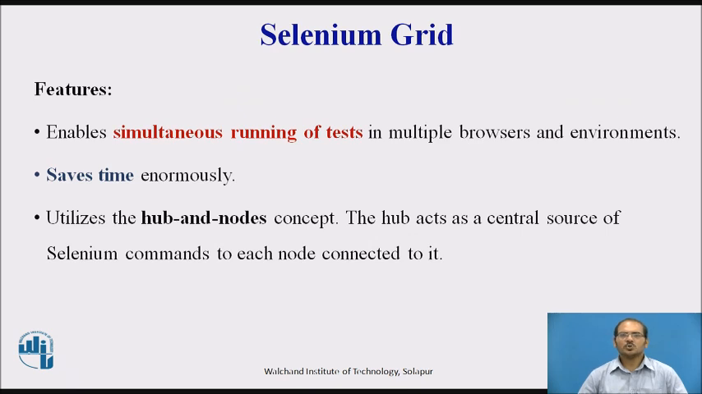Selenium Grid is a tool used together with Selenium RC to run parallel tests across different machines and different browsers all at the same time. Parallel execution means running multiple tests at once. The main features are, it enables simultaneous running of tests in multiple browsers and environments. It saves time enormously. It utilizes the hub and nodes concept. The hub acts as a central source of Selenium commands to each node connected to it.